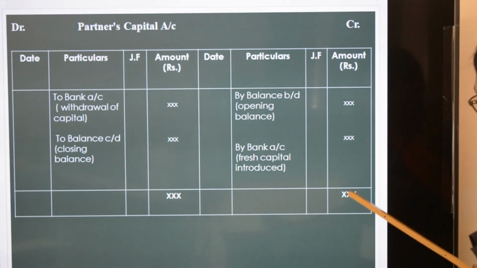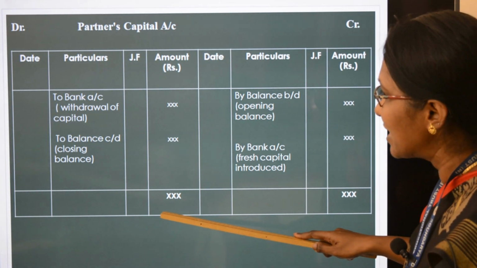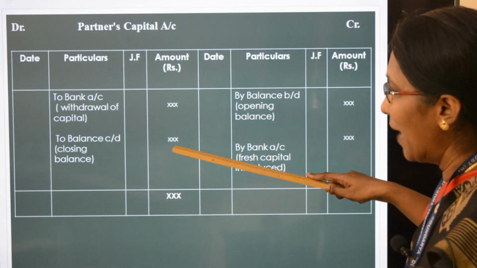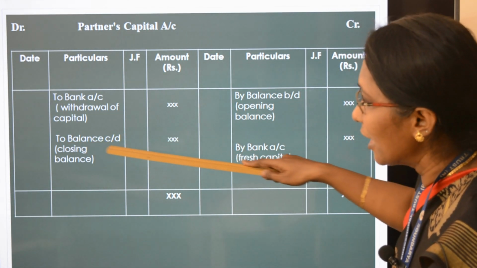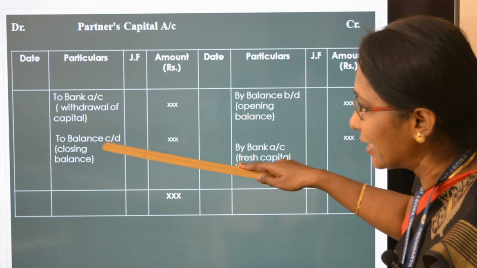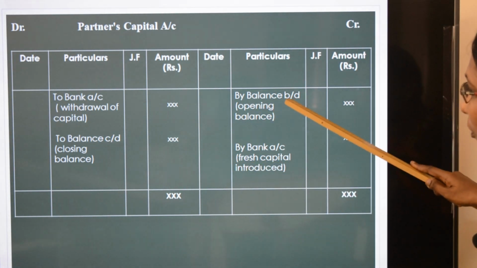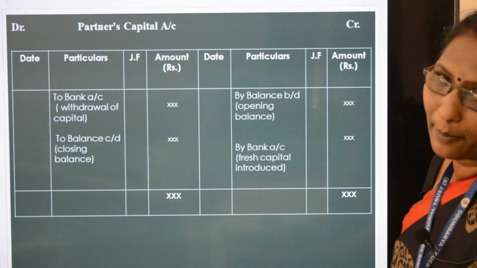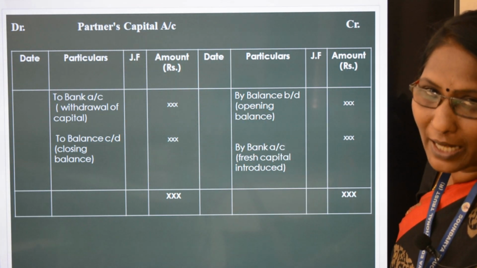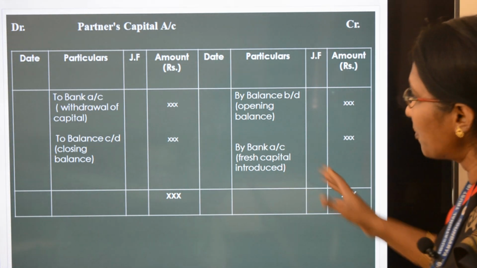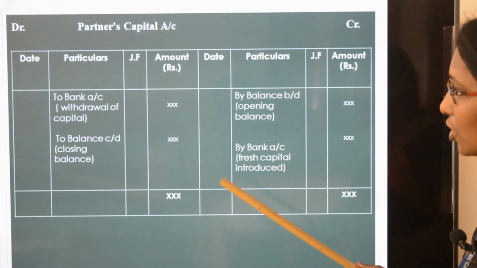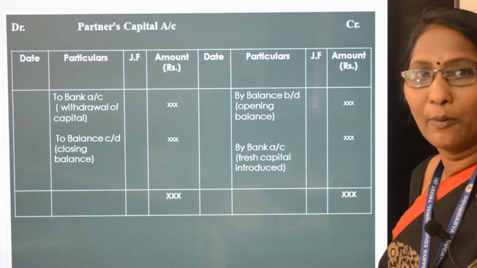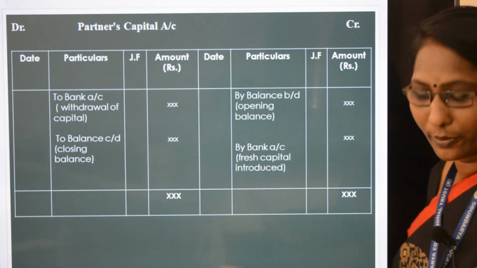We total, and the same total we write on the debit side. From this total we deduct this, and we write it as balance. That balance should be named here as to balance carried down. This is the opening balance of capital, and this is the closing balance of capital. So this is about the partner's capital account. Except these items, all other adjustments we have to enter in the partner's current account.